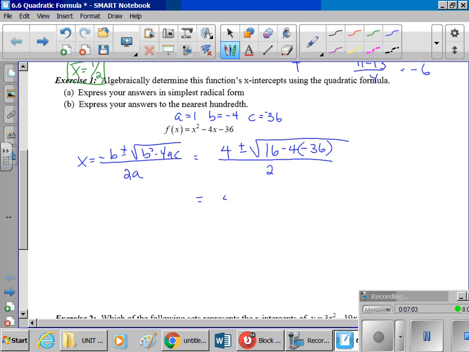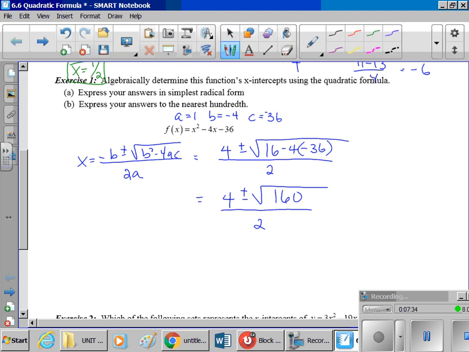So we get 4 plus and minus. Let's do the discriminant. That's what's under the radical. So 16 minus 4 times minus 36 is 160, because it turns into 16 plus 36 times 4. All right, all over 2. So my answer turns out to be, now let's see if we remember this.